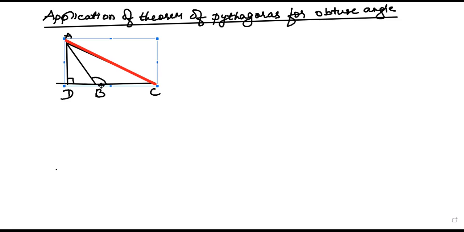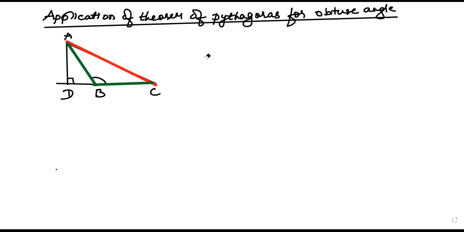Now you can see here, which sides are containing the obtuse angle? One is side BC. Can you see this BC? BC is containing the obtuse angle. And the other one is AB. AB is containing the obtuse angle. So see, the theorem says like this: square of the side opposite to the obtuse angle.